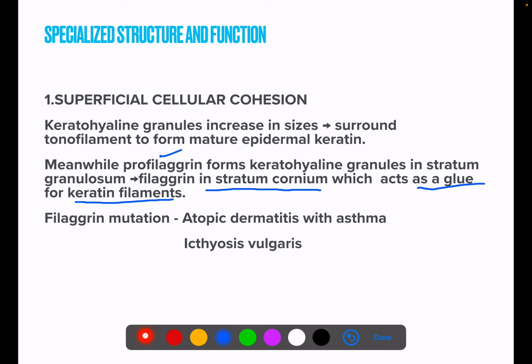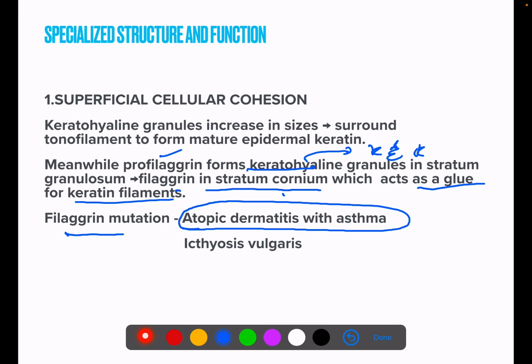Profilaggrin forms KH. KH forms keratin. Then we have filaggrin in the stratum corneum, which acts as glue between these keratins. Simple. Filaggrin mutation causes atopic dermatitis with asthma and ichthyosis vulgaris. We have already spoken about this.